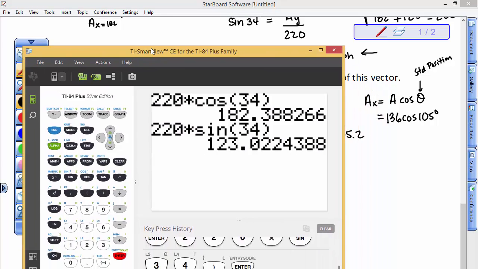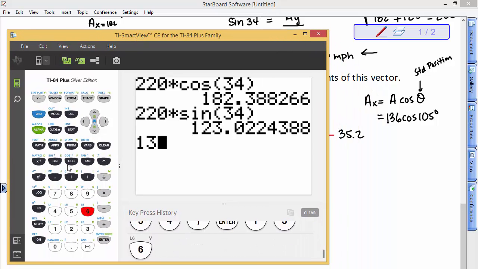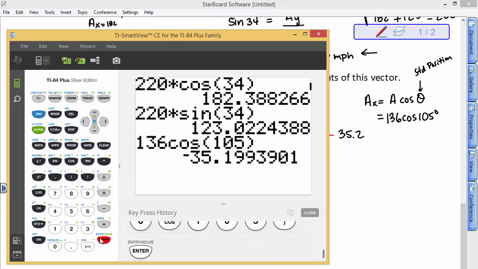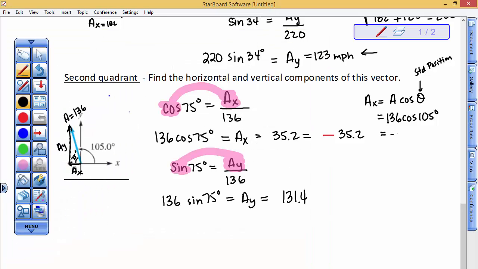it gives us the negative sign. So we got an answer before of 35.2. By using the 105 degrees, I get the negative sign because in the second quadrant, cosine is negative. But for the y component, when I take a times the sine of theta, again, theta in standard position, so in this case, 136 times the sine of 105 degrees, you get the positive answer you got before.